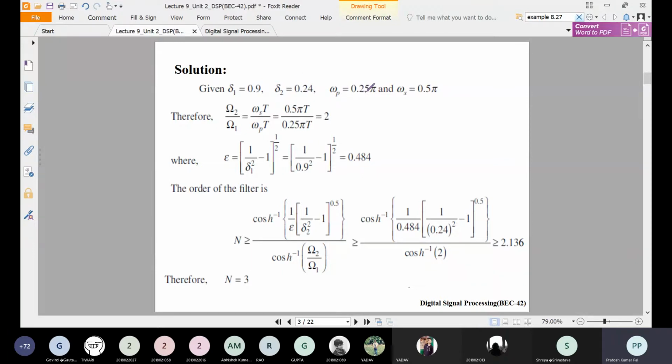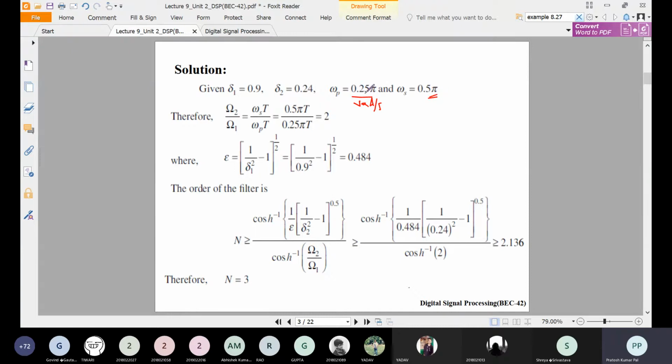Omega p is 0.25 pi. If it is written as 0.25 pi, in terms of pi, it means it is in radian per second. Okay, so if it is in radian per second, we need not convert it any further. Even if the unit is not given here, if it is in terms of pi, it is in radian per second. Similarly, omega s is 0.5 pi.